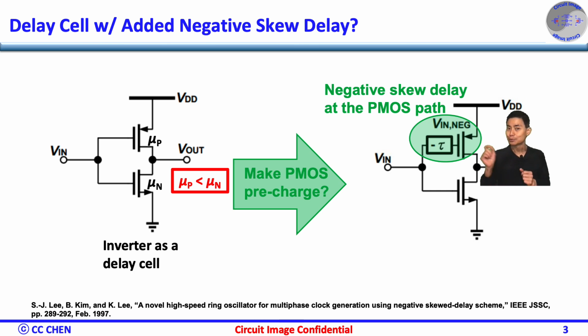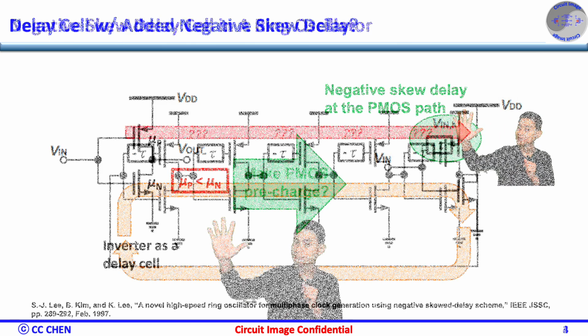Interestingly, the pre-charge time is equivalent to adding a negative skew delay at the PMOS path compared to the NMOS path. Is it possible to implement a negative delay? Think about a ring connection image for 5 seconds.